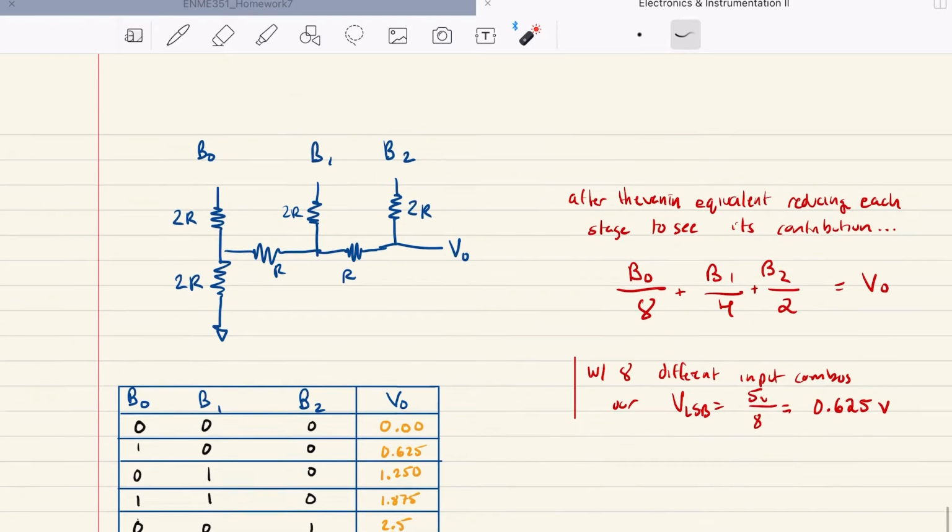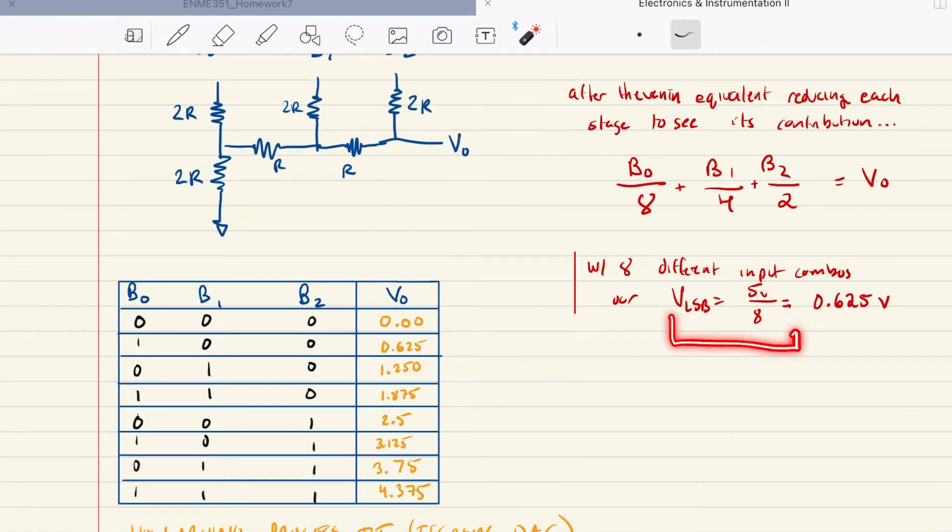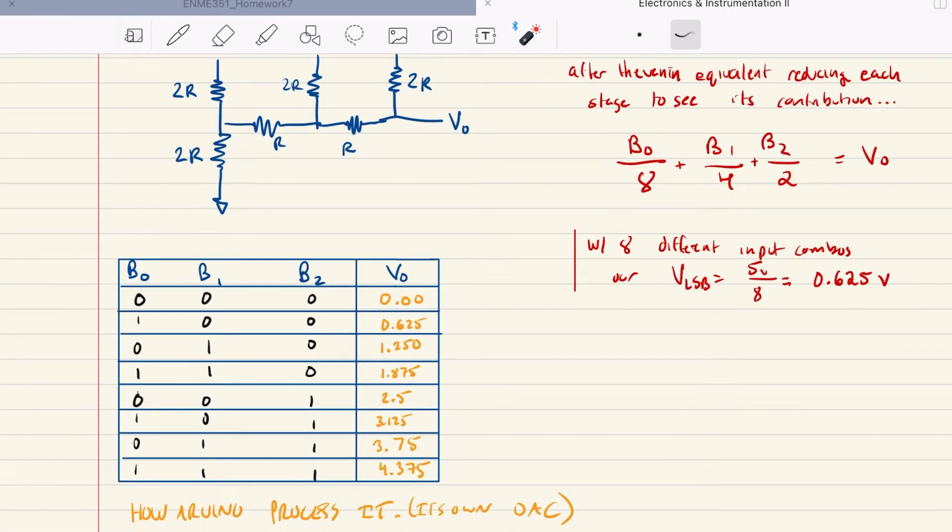And because we have a 3-bit system, we know that the VLSB will be 5 divided by 8, or 0.625 volts.